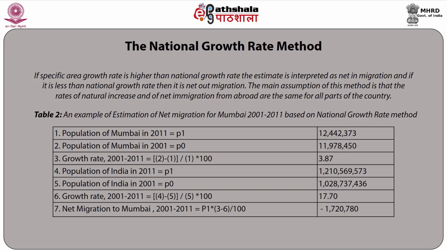Table 2 is an example of estimation of net migration for Mumbai during the period 2001 to 2011 based on the national growth rate model. The population of Mumbai in 2011, P1, is 12442,373. Population of Mumbai in 2001 is 11978,450. Growth rate is 3.87.